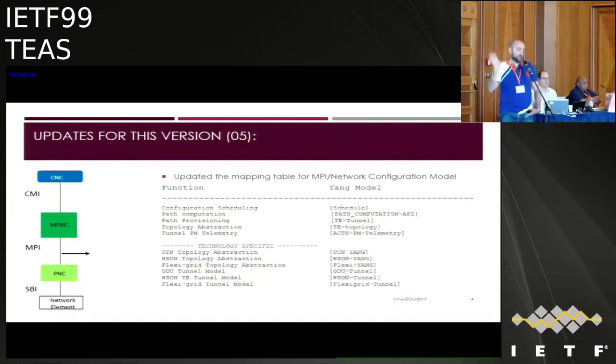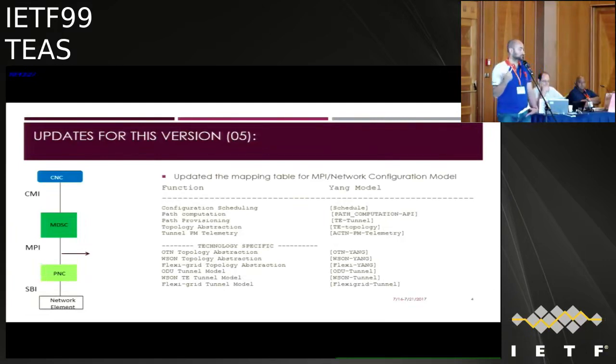The MPI has a set of technology agnostic functions and a set of technology specific ones. The technology specific ones are mostly the work that is being done in CCAMP regarding OTN specific augmentation to the topology and the T-tunnel, the WSON specific implementation, extensions, and so on. When it comes to the technology agnostic ones, we identified these functions.